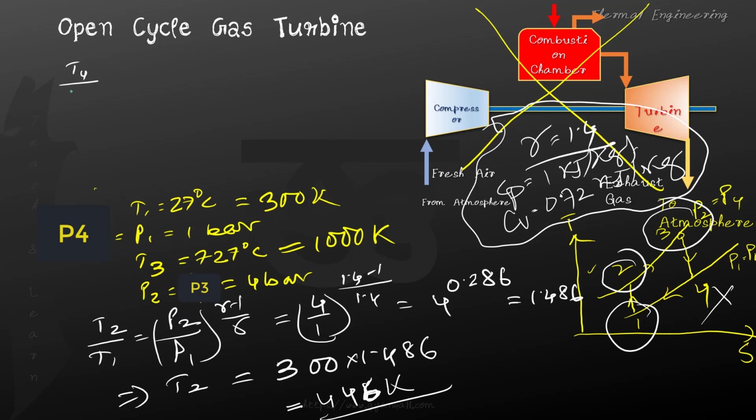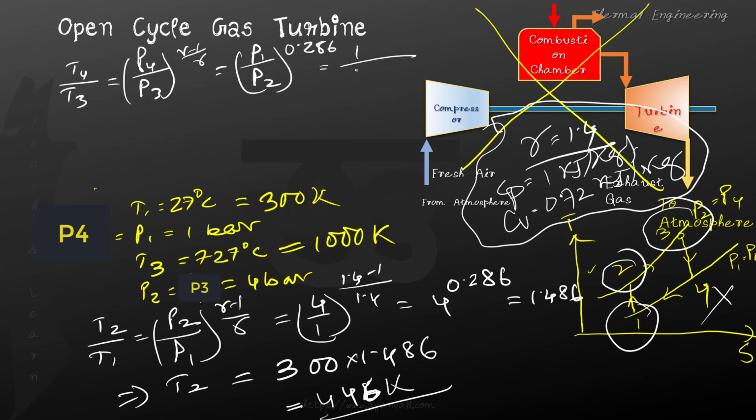T4 by T3 is equal to P4 by P3 whole to the power (gamma minus 1) by gamma. And that is equal to, what is P4? P4 equal to P1 and P3 equal to P2, so that is equal to 1 divided by 4 to the power 0.286.